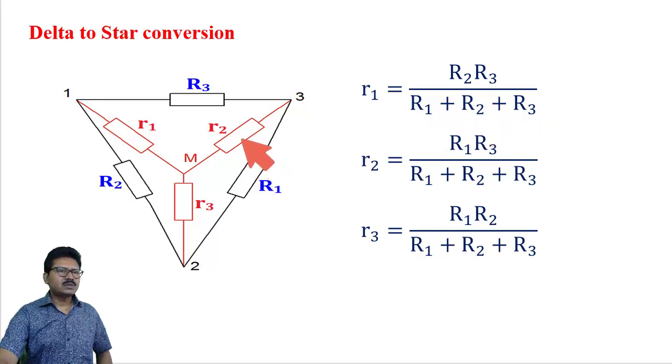Next, what will be r2? r2 is equal to product of these two divided by summation of 3. So r2 is equal to R1 R3 divided by R1 plus R2 plus R3. What will be the value of r3? r3 will be R1 into R2 divided by R1 plus R2 plus R3. So using this formula, I have calculated delta structure to star structure.